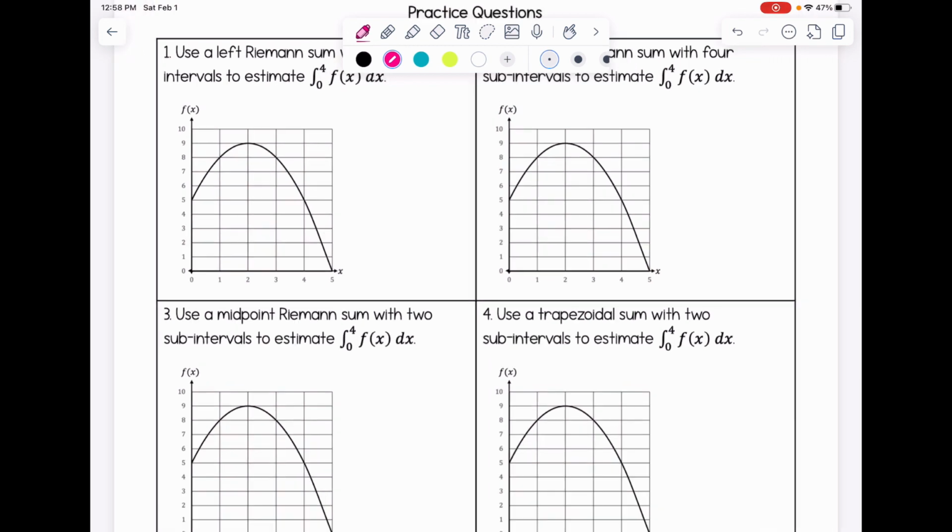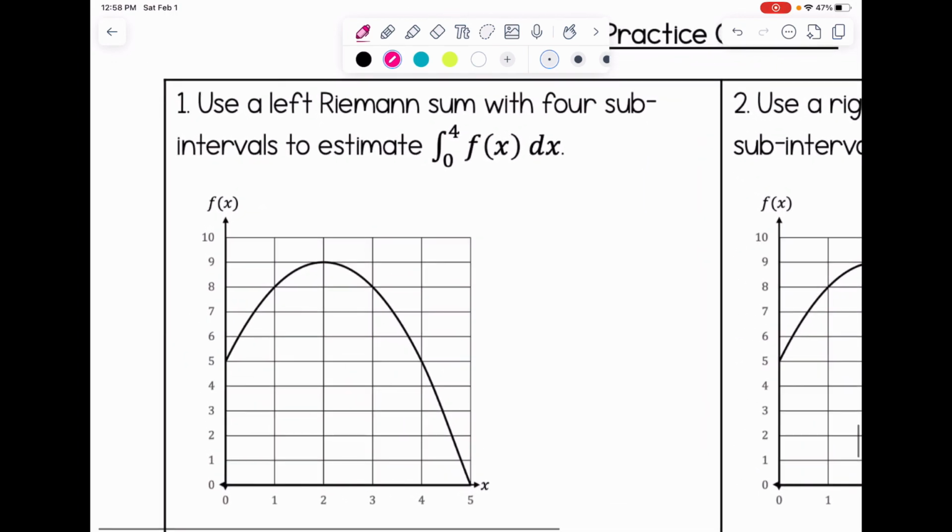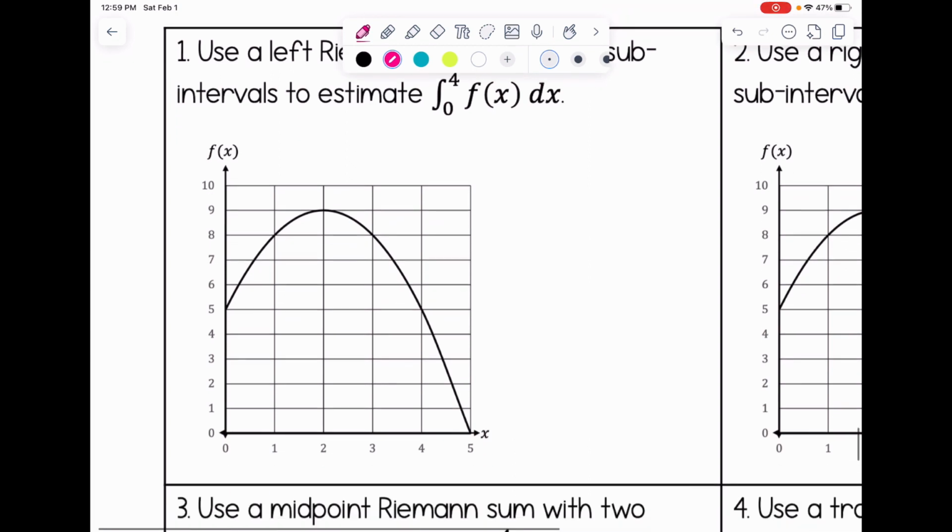So number 1 says use a left Riemann sum with 4 subintervals to estimate the definite integral from 0 to 4 of f of x dx. So what we're going to do is we're analyzing from 0 to 4. Okay, so again, this graph, we can see the x values go up to 5. We're only going to look from 0 to 4 because that's what our definite integral tells us.